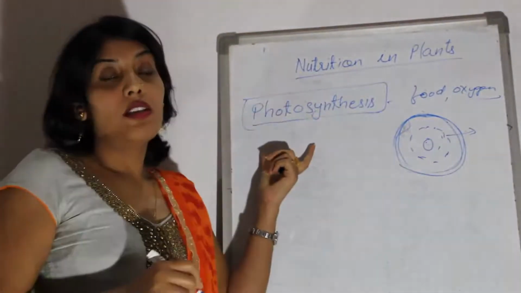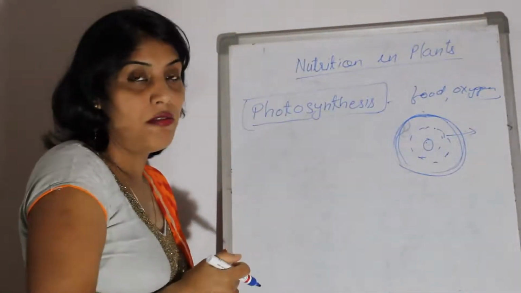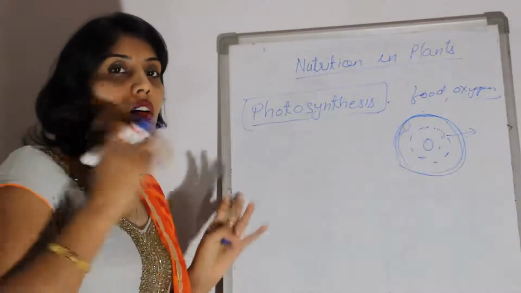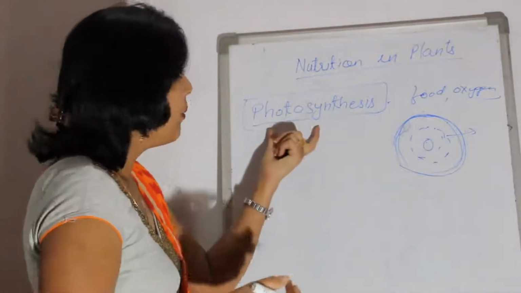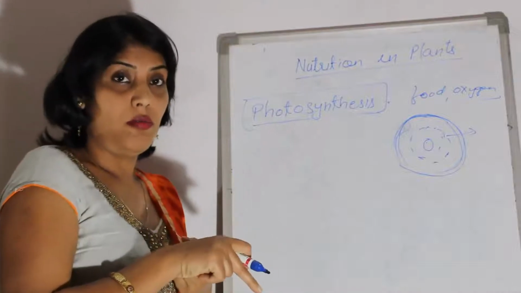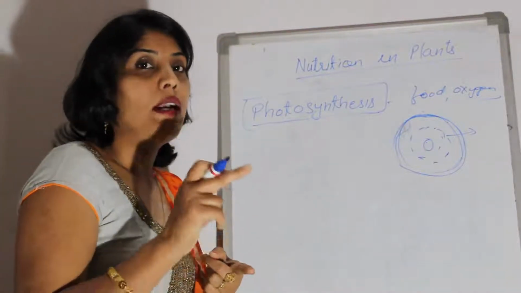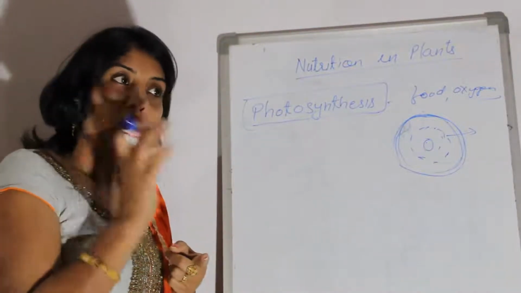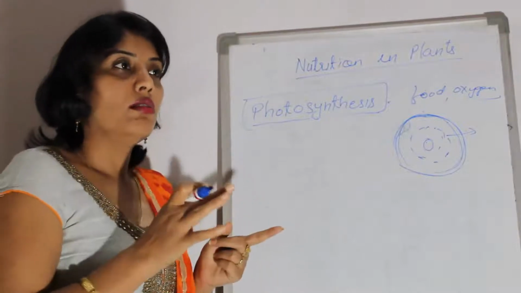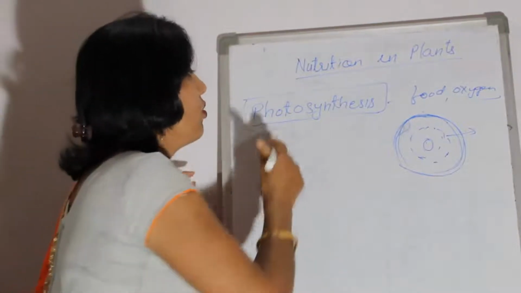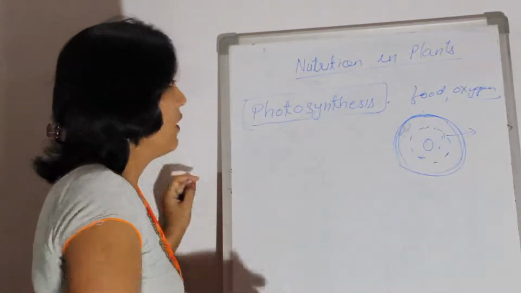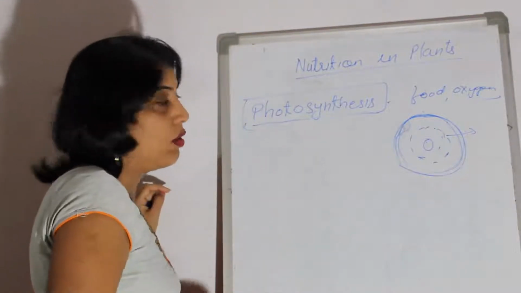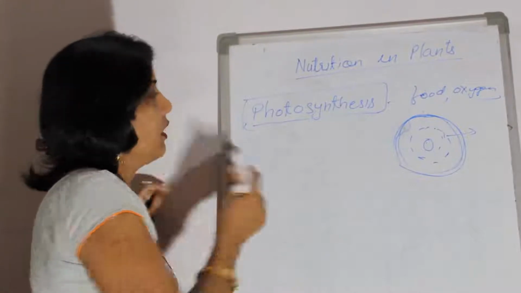Without plants we cannot imagine our life. Animals are directly or indirectly dependent on the plants, and plants for the process of photosynthesis are dependent on the sun. So the sun is the only source of energy on the earth. So now let's discuss the process of photosynthesis.